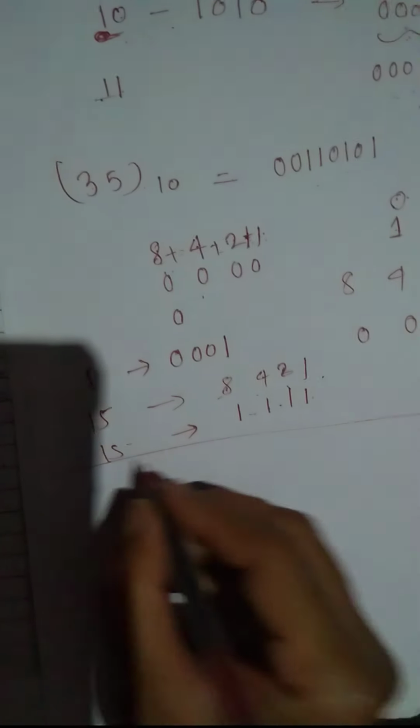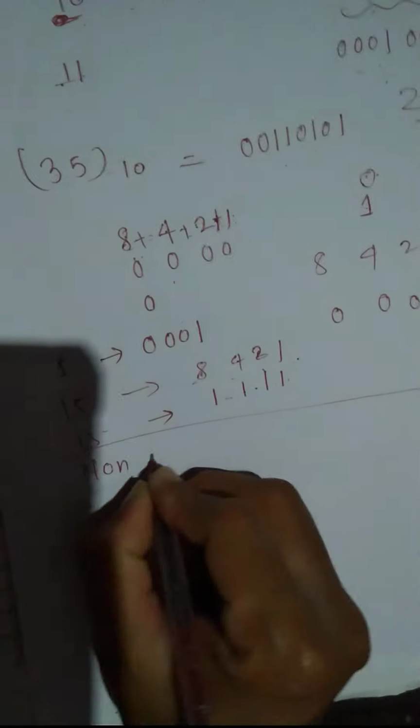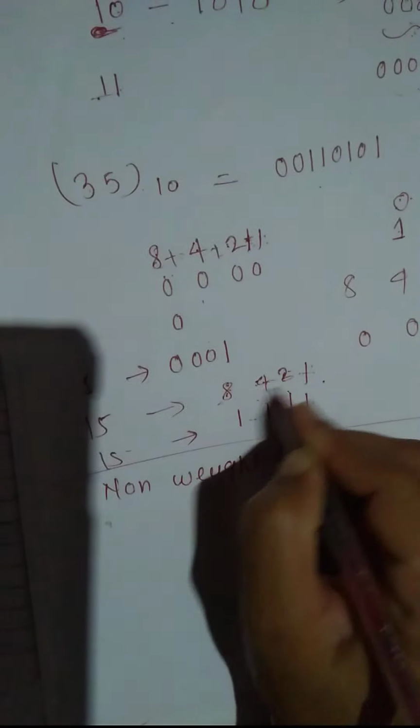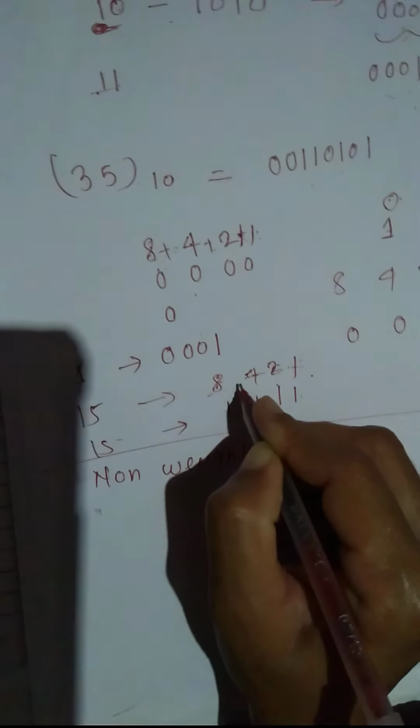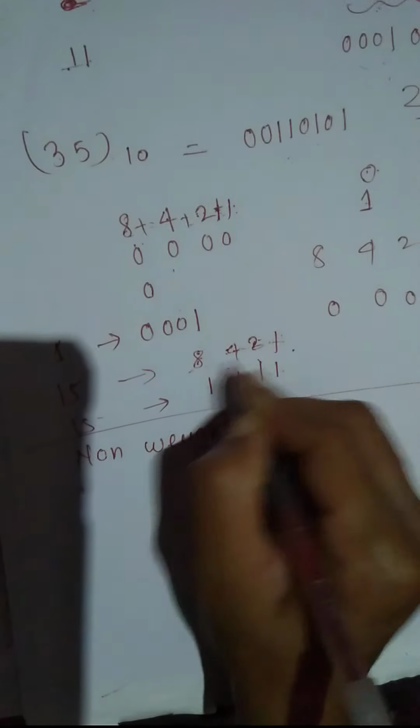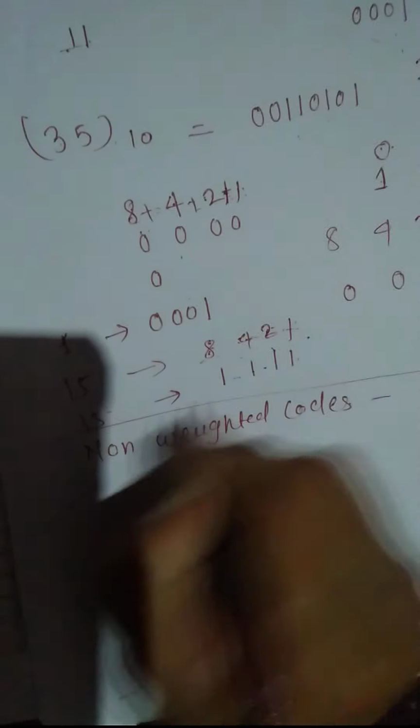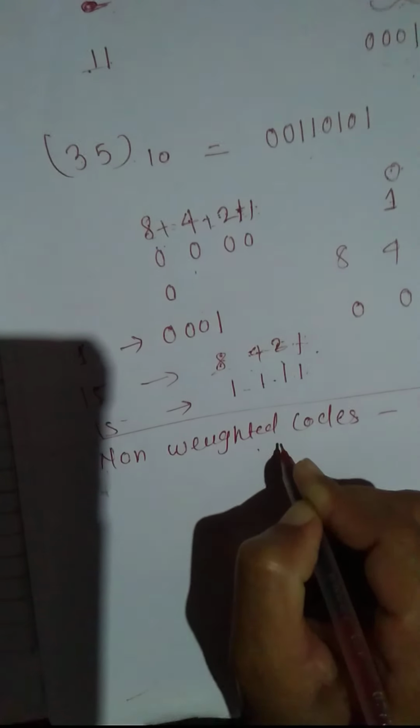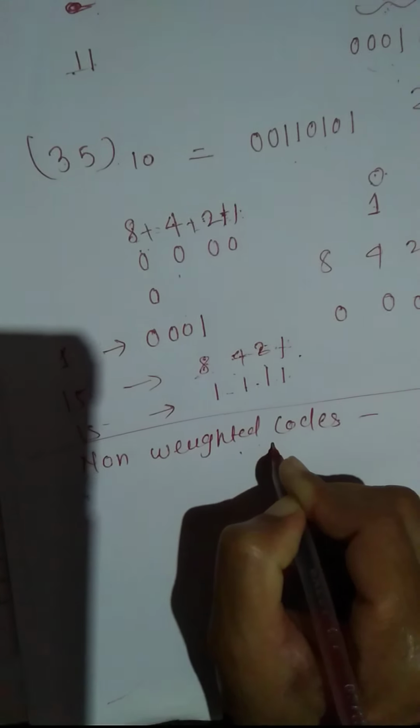So there are two non-weighted codes. In non-weighted codes there is no positional weight. In 8421, a weight is assigned to each position, so we apply that logic. But non-weighted codes are not positionally weighted, and those codes are the XS3 code and the Gray code.